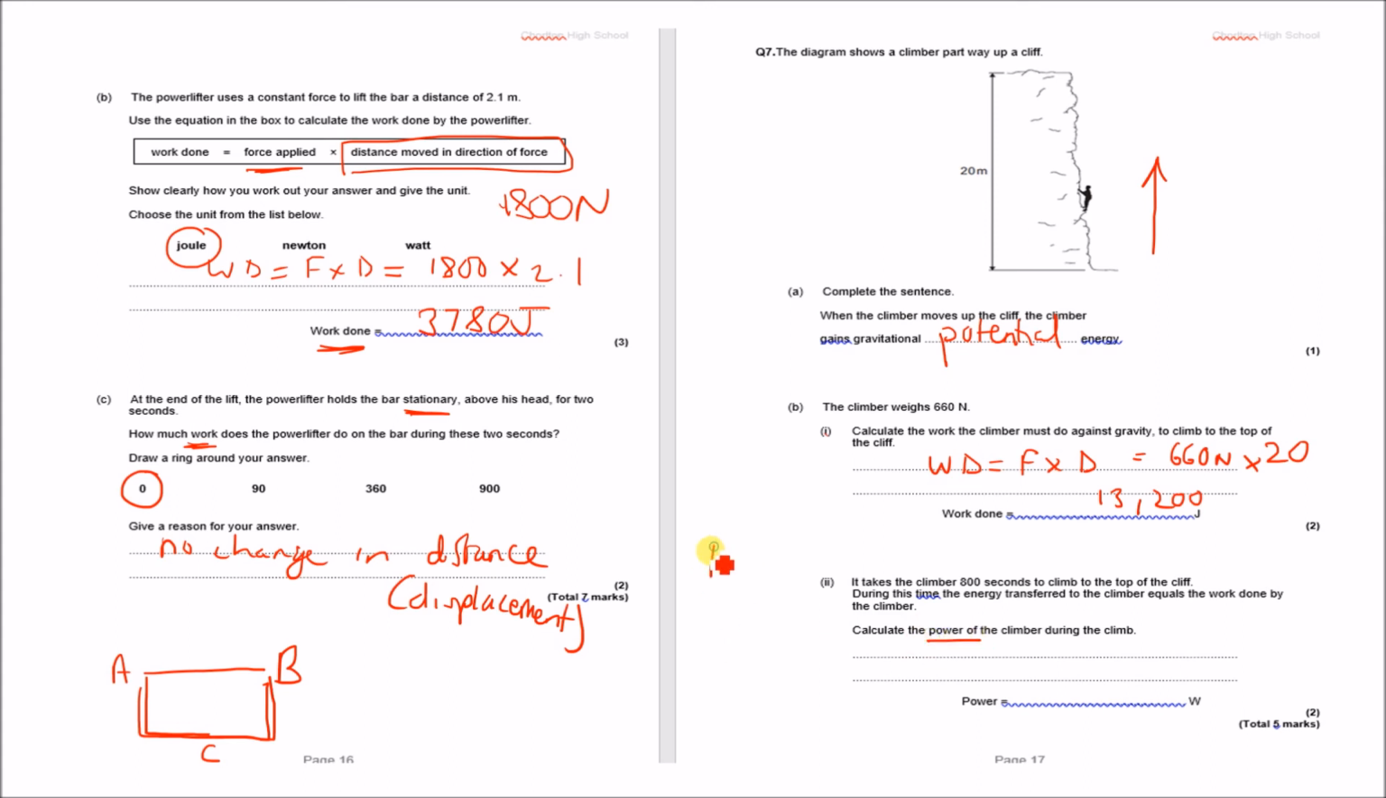Okay, the last question, we're calculating the power. Again, this is an equation you need to know. Power is equal to energy divided by time. So the time taken always has to be in seconds. This time it's given to us in seconds. So we know the energy is here, 13,200. We're going to divide that by 800, and that will give us our power, which is 16.5 watts. Remember, power is measured in watts.